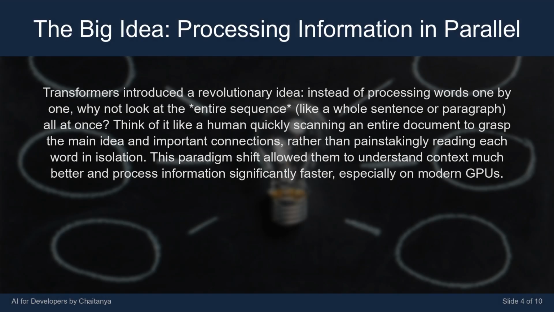Transformers introduced a revolutionary idea. Instead of processing words one by one, why not look at the entire sequence, like a whole sentence or paragraph, all at once? Think of it like a human quickly scanning an entire document to grasp the main idea and important connections, rather than painstakingly reading each word in isolation. This paradigm shift allowed them to understand context much better and process information significantly faster, especially on modern GPUs.